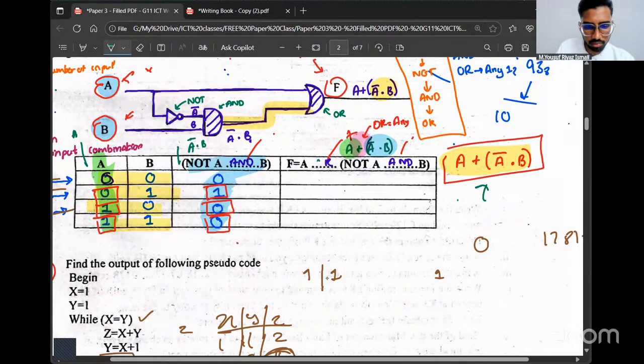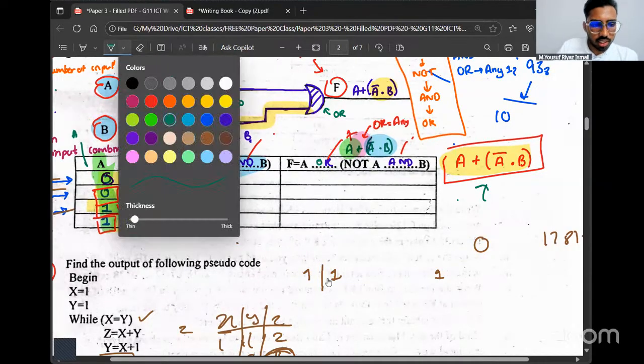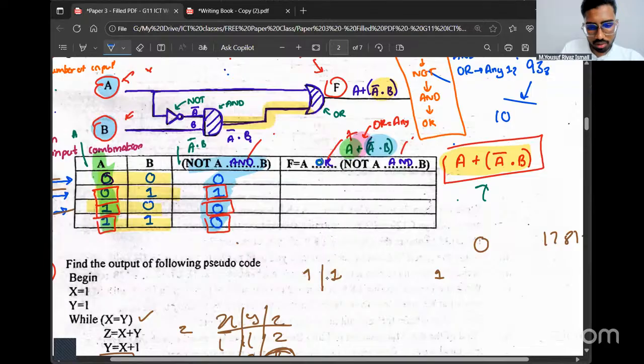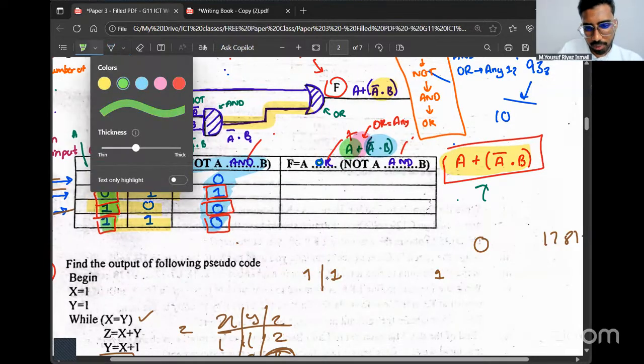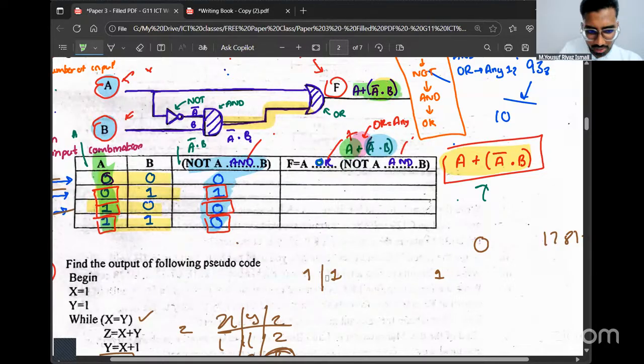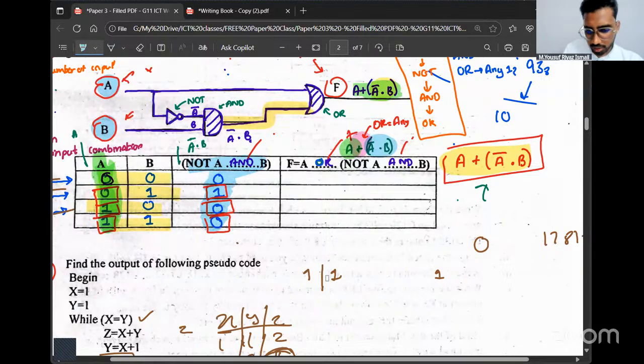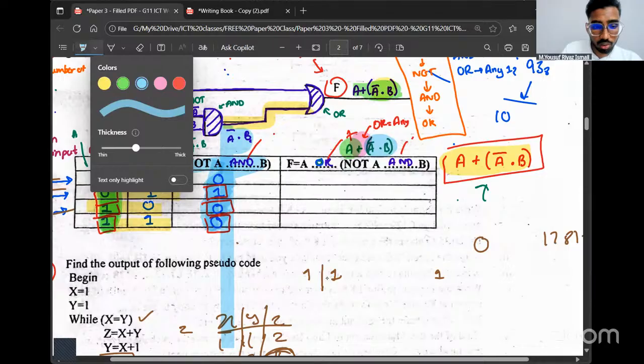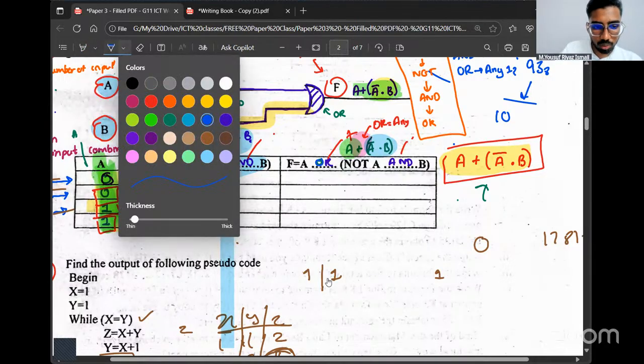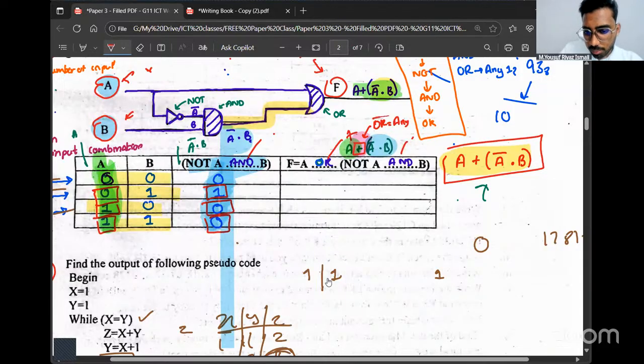here we saw the value of F is equal to A plus A dash dot B, right? We have one column called A here, the green color highlighted column. Then to represent A dash dot B, we have the blue color highlighted column, right? Because the blue column is representing not A and B. It is A dash dot B. So we're going to compare these two columns, the green and the blue, using the plus operator, where plus is representing the OR gate.